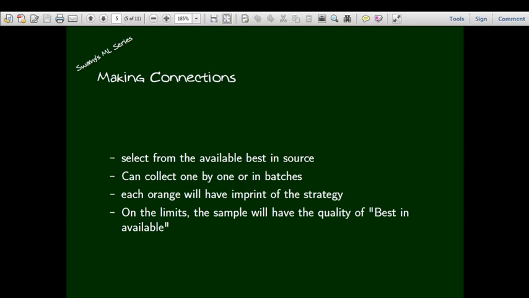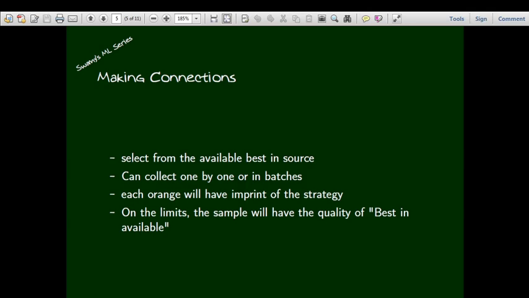In the limit, the sample will have the quality of best available. That is actually happening. If he follows this procedure or this strategy, automatically the old items will be sold fast. So what happens? He will get the best available. Fresh items will be in his basket at the end of the day. He is the selector. That is why this is the best available policy for him.